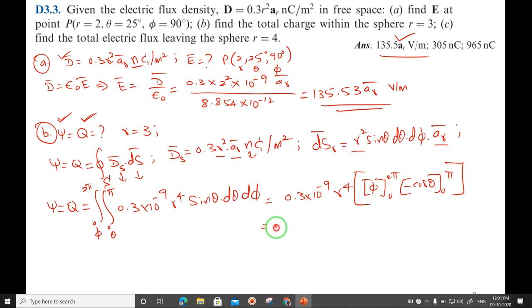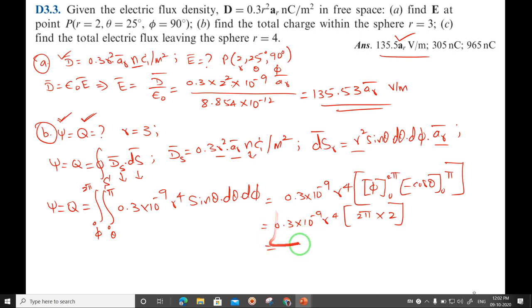So I will write 0.3 into 10 power minus 9 r to the power of 4 into, from this I will get 2 pi, upper limit minus lower limit. From this I will get 2, right? Already we have calculated in the previous thing, I know it, so I will get 2. Is it fine? So next multiply 2 to the 4 pi into 0.3.